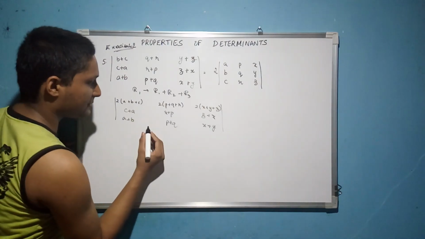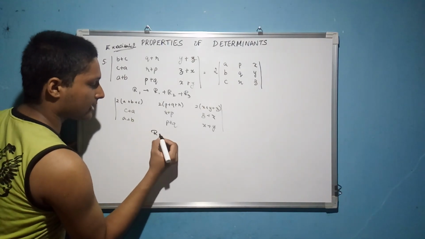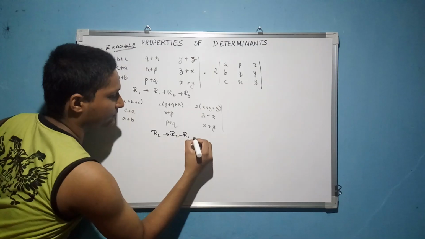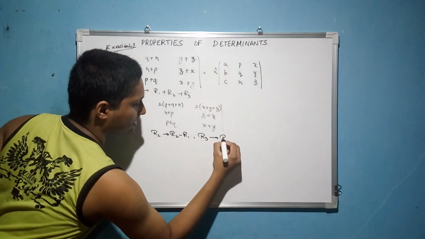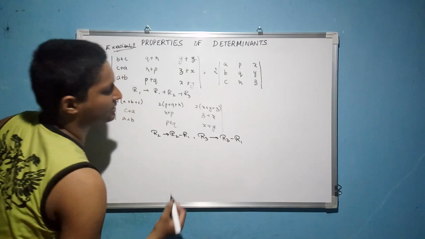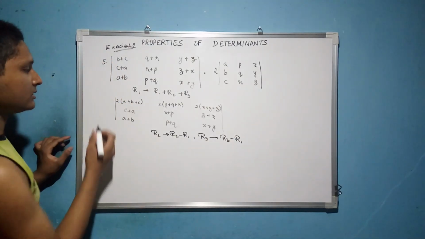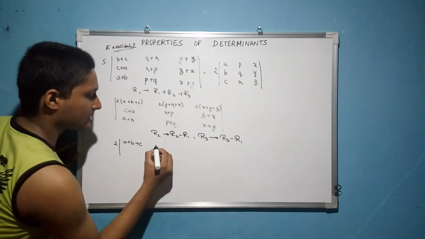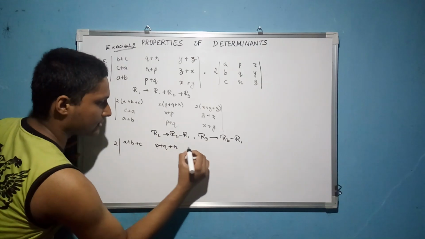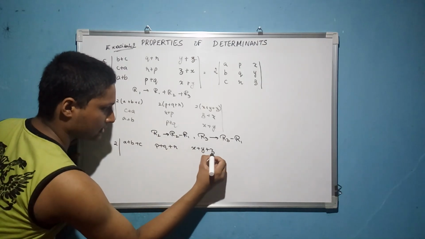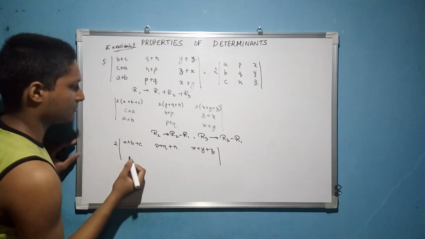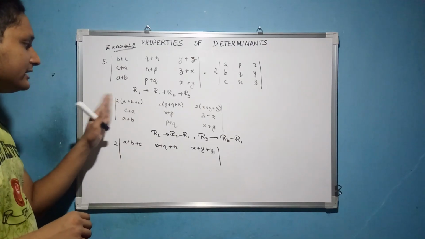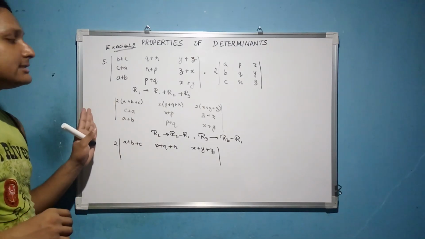Then I'm going to use the operation where R2 becomes R2 minus R1 and R3 becomes R3 minus R1. Okay, that's much I'm going to do. First of all, I'll remove this 2 outside. This comes to be A plus B plus C. This is P plus Q plus R. This is X plus Y plus Z. Okay. So I need to do the operations. I have already taken 2 outside, which I have not written as another step over here.